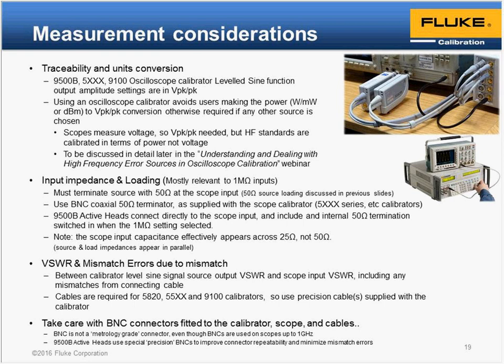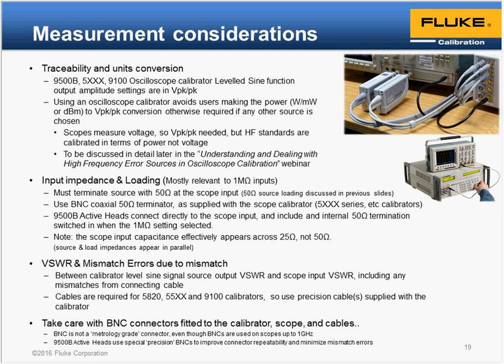You'll have to terminate at the end of those cables. And typically the calibration of the calibrator itself takes place with the terminator in place, so that the effect of the terminator can be calibrated out as well. So for the 5820s, 5500 series, 9100 calibrators, calibrators are supplied with precision cables and also supplied usually with a terminator. So it's good practice to use them as they are supplied.